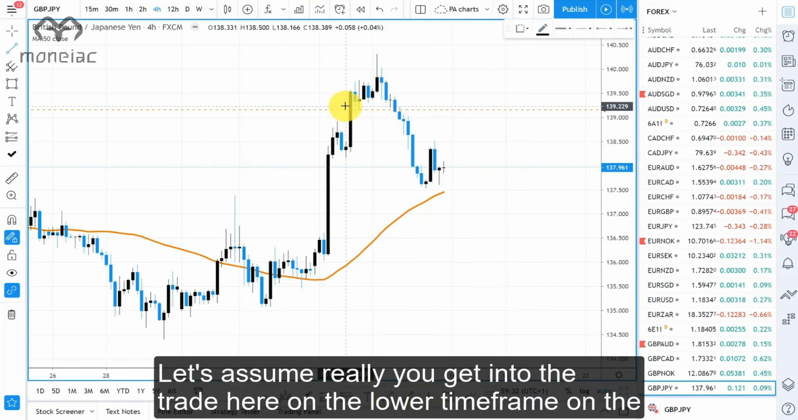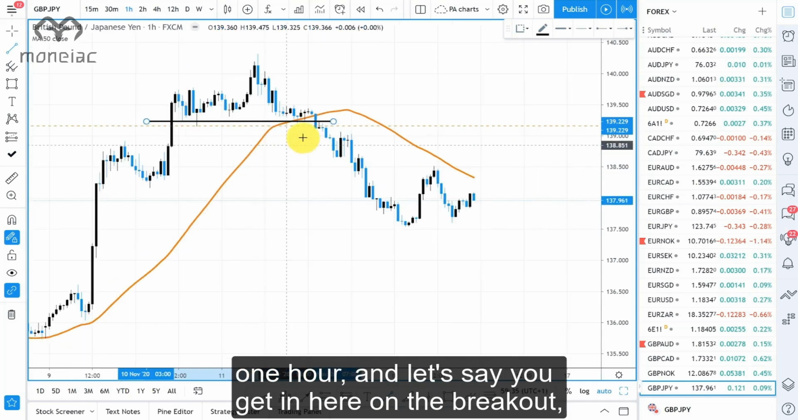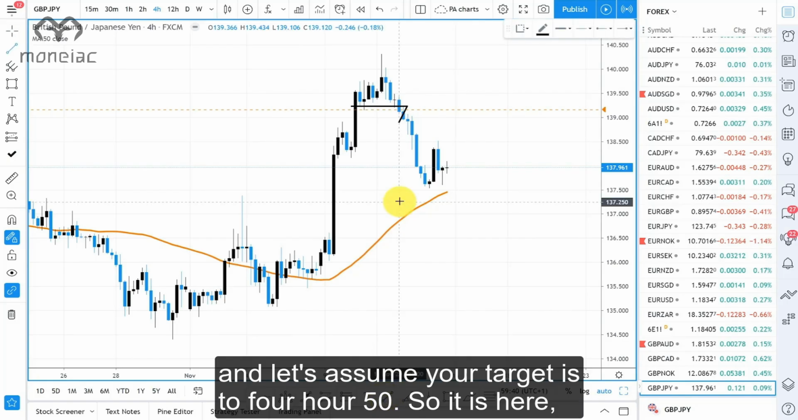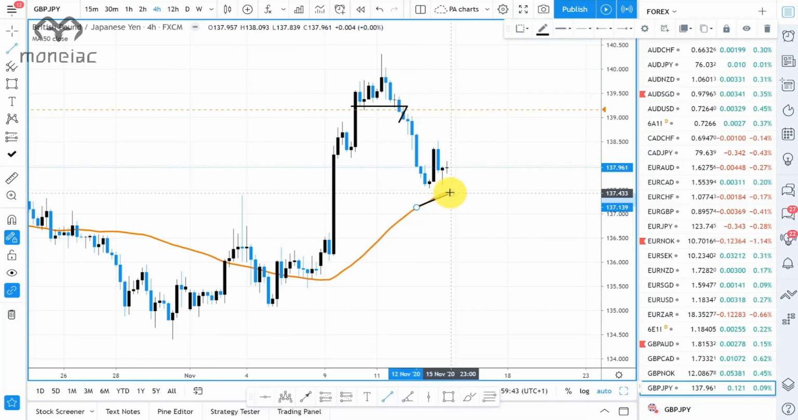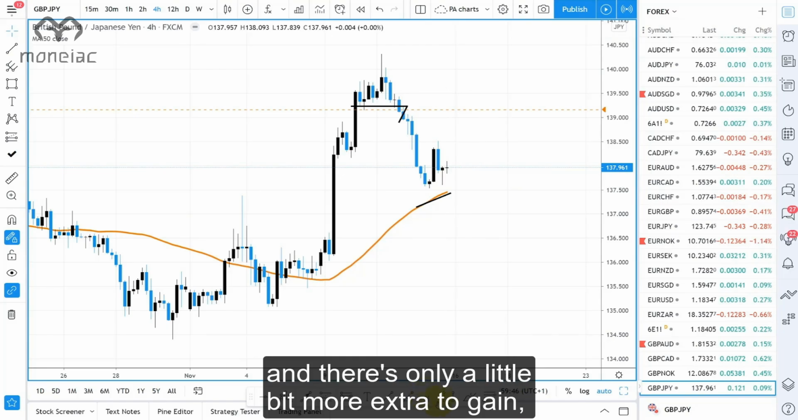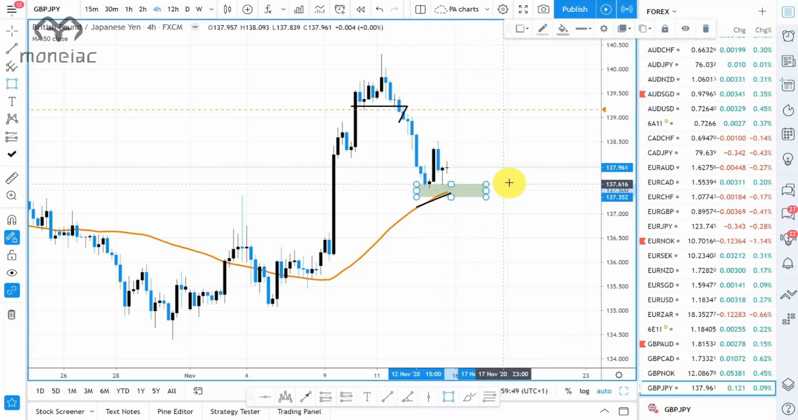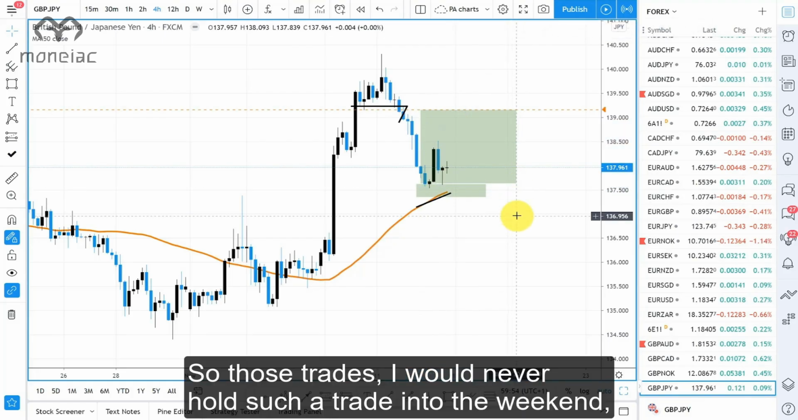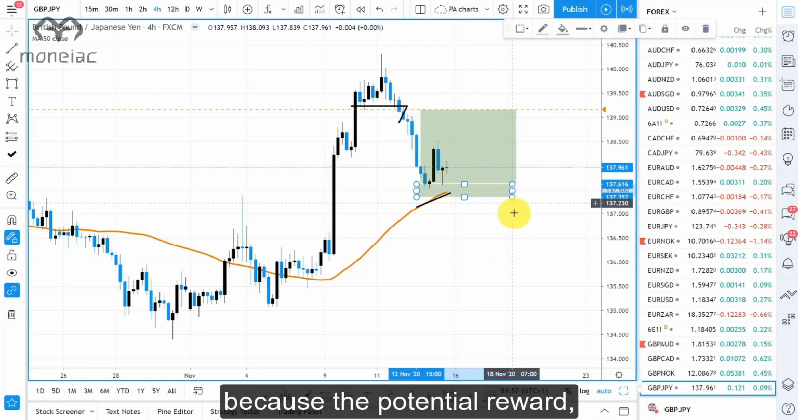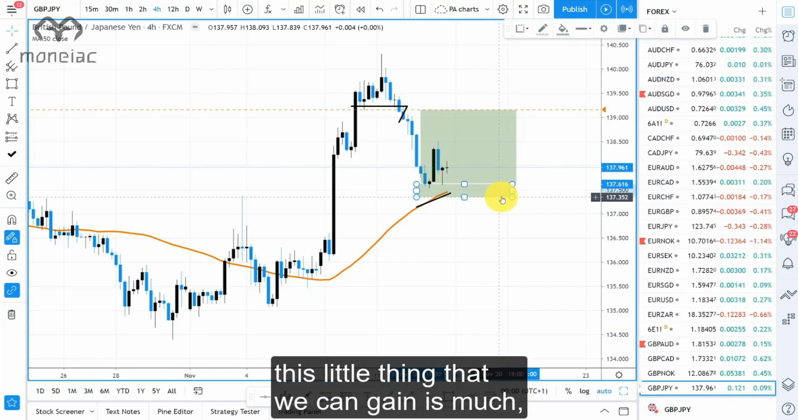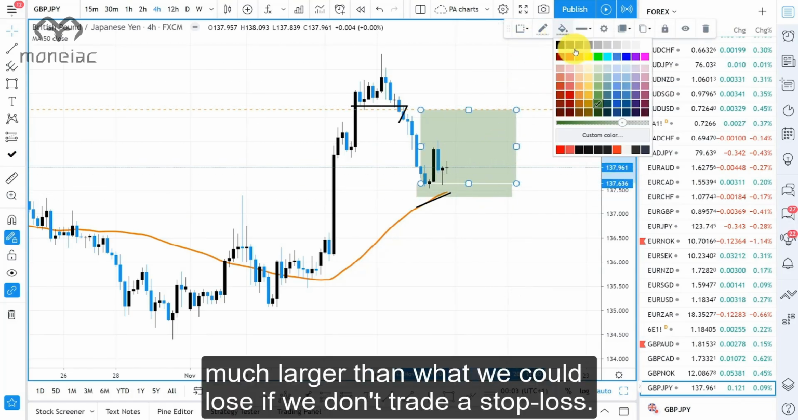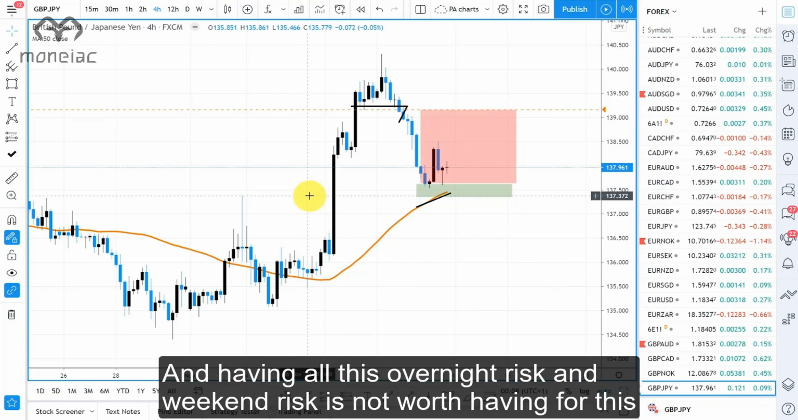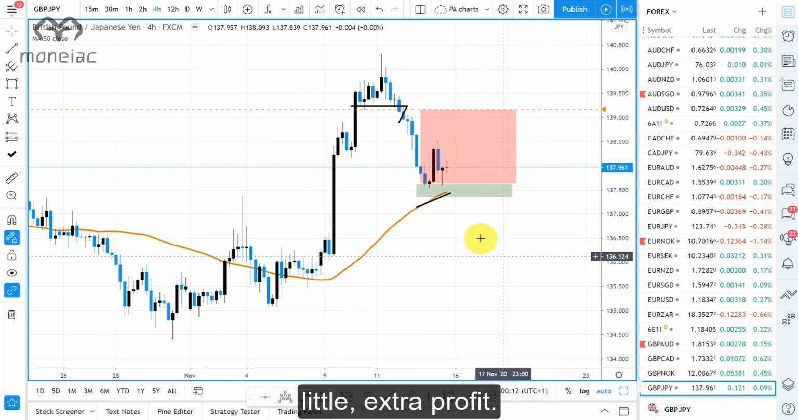Let's assume really you get into the trade here on the lower time frame, on the 1 hour. Let's say you get in here on the breakout, which is the actual entry, and let's assume your target is the 4-hour 50. So it is here, and you are now in a significant profit, and there's only a little bit more extra to gain, but there's so much more to lose if the market turns around. So those trades, I would never hold such a trade into the weekend, because the potential reward, this little thing that we can gain, is much larger than what we could lose if we don't trail a stop loss. And having all this overnight risk and weekend risk is not worth having for this little extra profit.